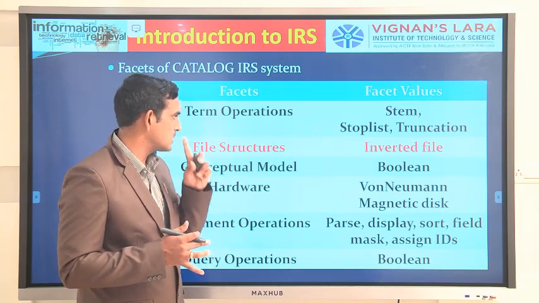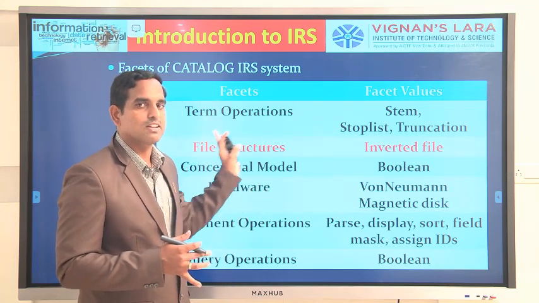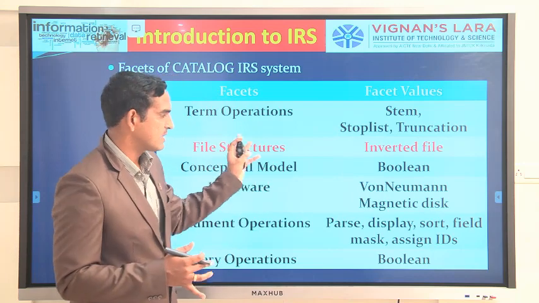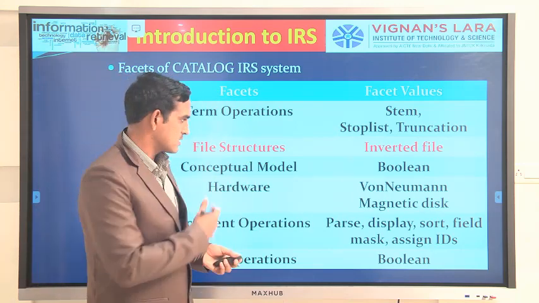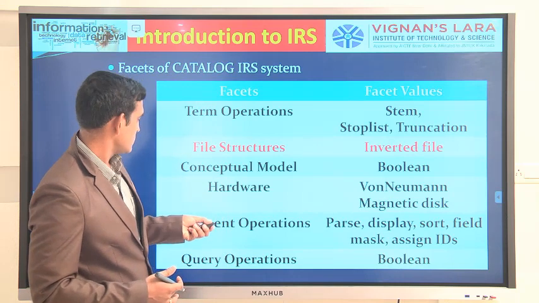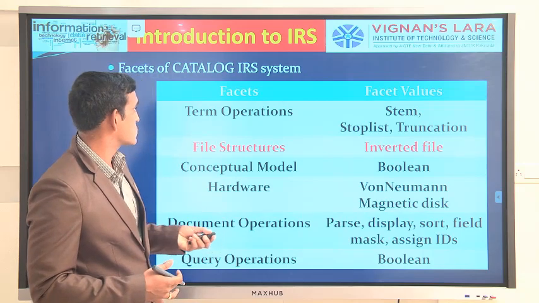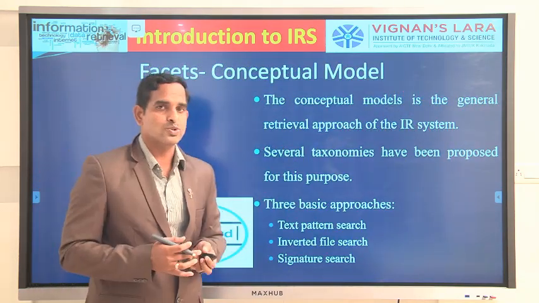For the time being, know that we are going to implement this particular thing. So the catalog IR system will implement this particular file system. So we'll be looking at these things some more in the next session. Okay, so far I have covered the hardware and the file structures. The next one we'll be looking at is the conceptual model.